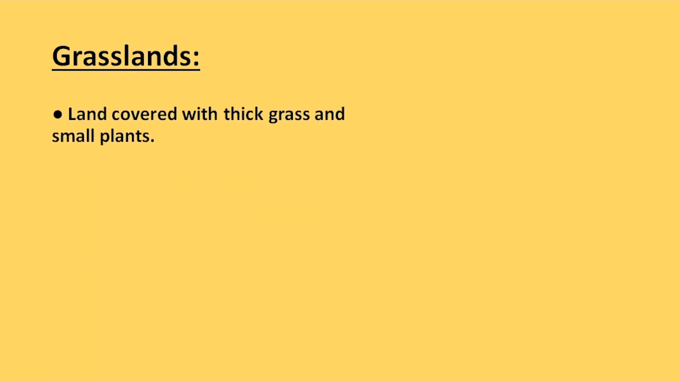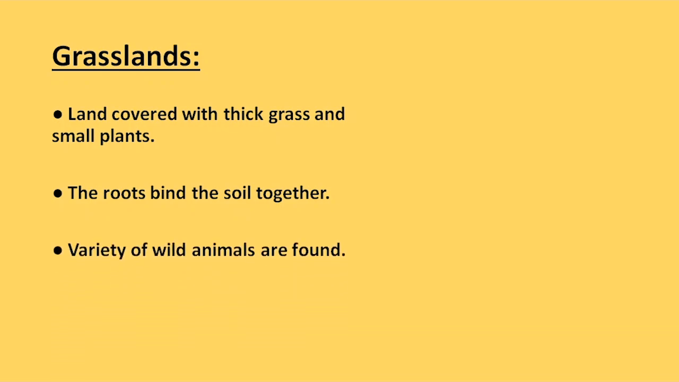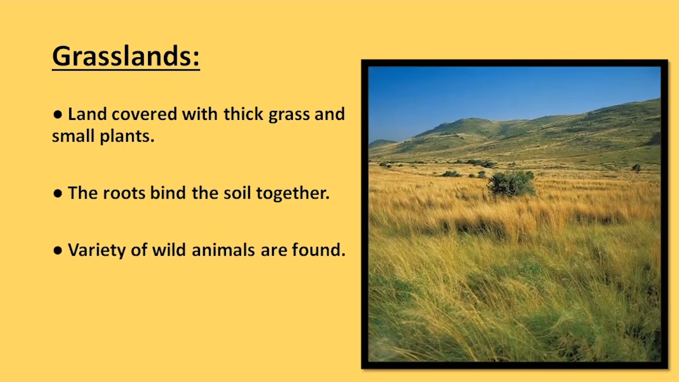Next comes your grassland. Grassland means the land covered with thick grass and small plants. The grass helps the roots to bind the soil together. Here also you can find a variety of wild animals.